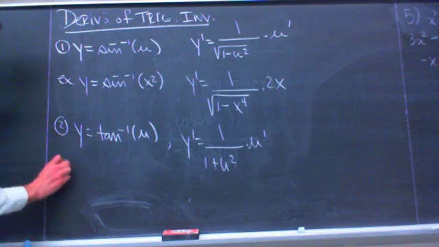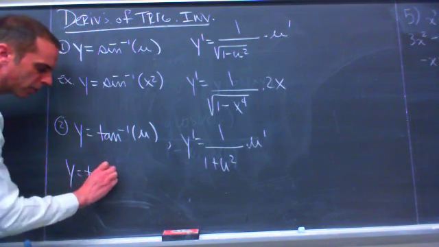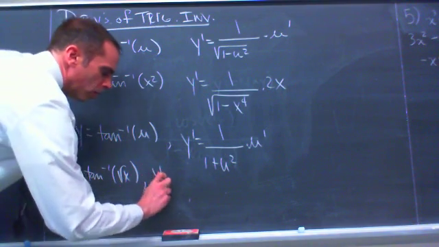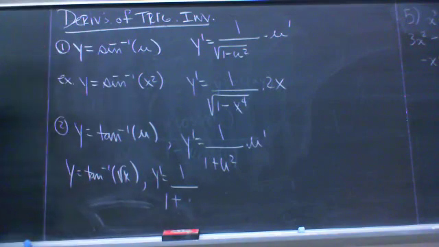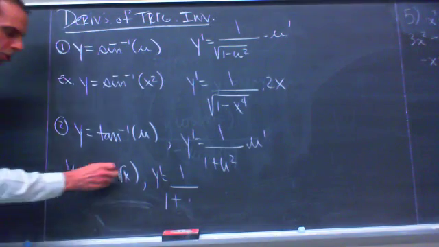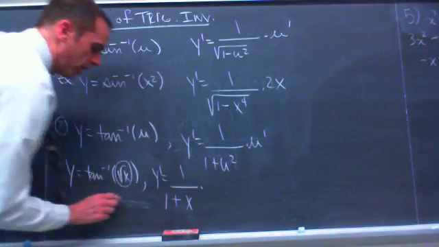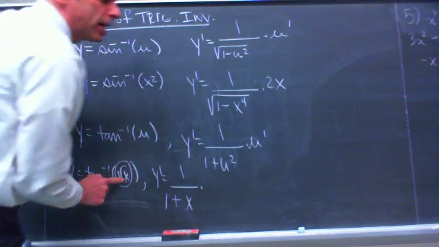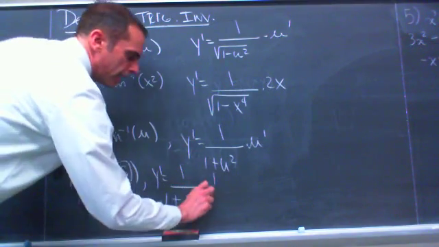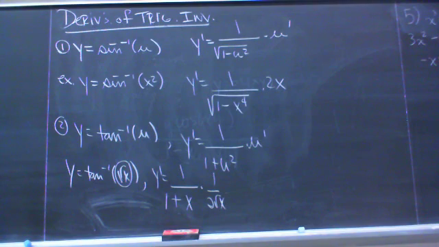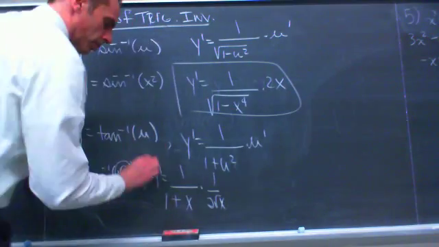So as an easy example, if y equals tangent inverse of root x, y prime would be 1 over 1 plus the inside stuff, which is here, and root x squared is just what? X. Times the derivative of the inside stuff, and the derivative of root x, we should know by now, is 1 over 2 root of what? X. And they don't really simplify these two. You can't do better than that. So this would be an acceptable answer right here.